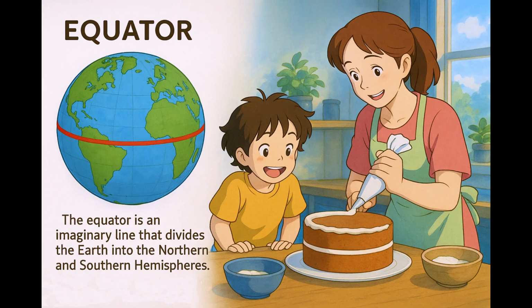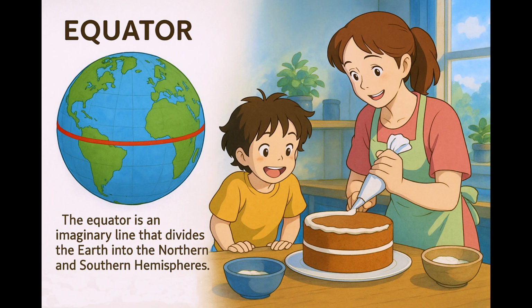Imagine trying to evenly distribute frosting around the middle of a round cake without missing any spots. Just like trying to get that frosting perfectly even, the equator is an imaginary line that wraps around the widest part of the Earth, ensuring a symmetrical division between the northern and southern halves.